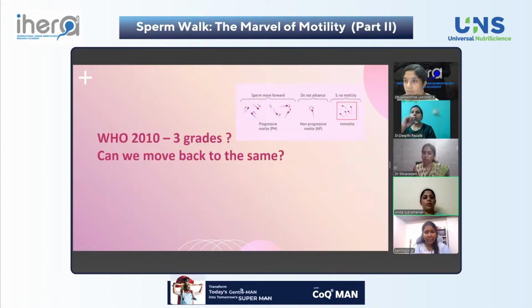So, as we are discussing the 2010 manual and 2020, in 2010 they had given only 3 grades. It is classified as progressive, non-progressive, and immotile. Dr. Vikram, your insights on this? Can we move back to the same method of grading the motility as 3?